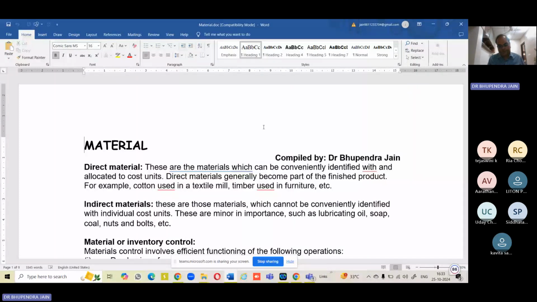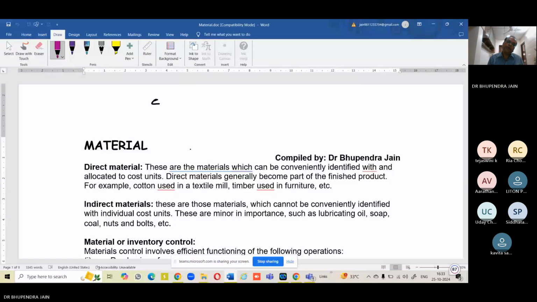Good evening, all of you. Now I am Dr. Bhupendra Jain, and I am just going to start your subject of financial accounting, group 2, and the topic is store accounting.